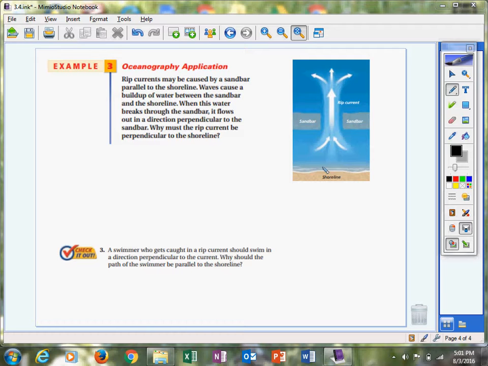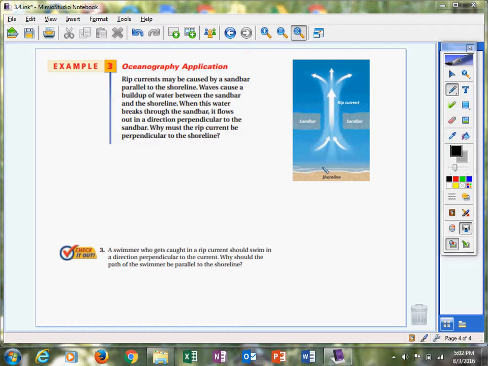Rip currents may be caused by a sandbar parallel to the shoreline. Waves cause a buildup of water between the sandbar and the shoreline, and when this water breaks through the sandbar, it flows out in a direction perpendicular to the sandbar. So that's why you get sucked away from shore. So it's a perpendicular kind of breaking through that sandbar, and it forms perpendicular lines there. So they're asking you, why must the rip current be perpendicular to the shoreline as well?